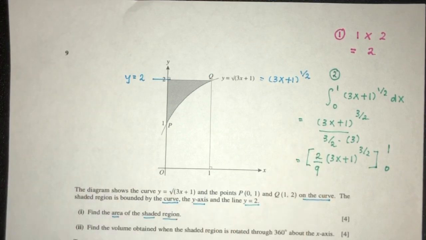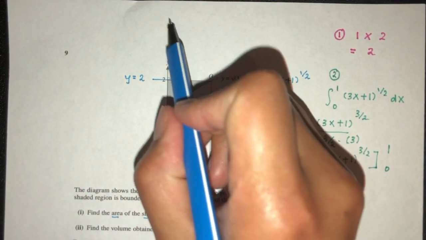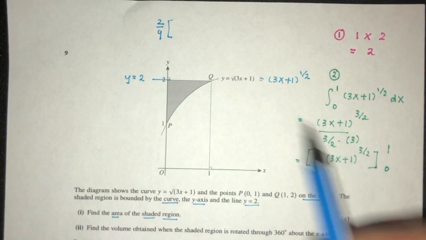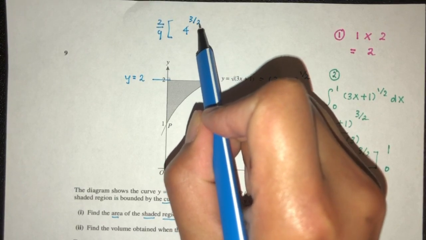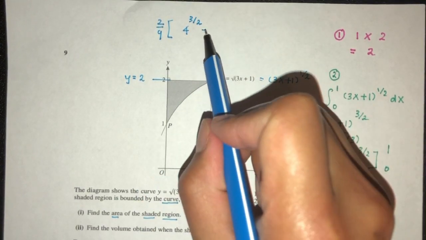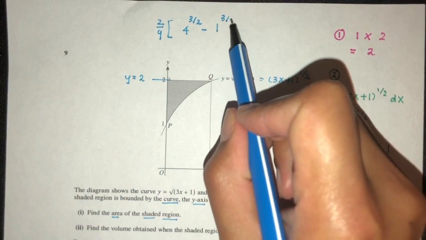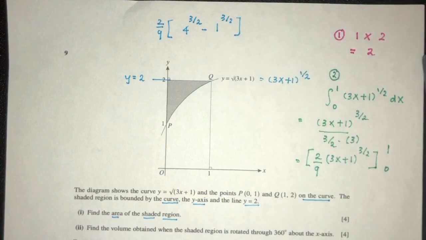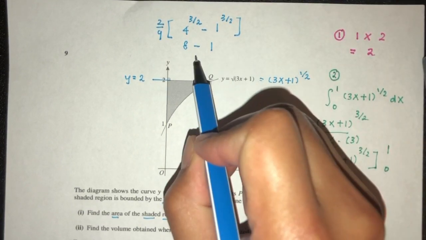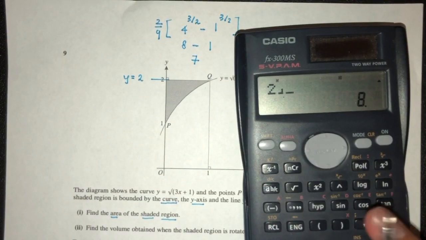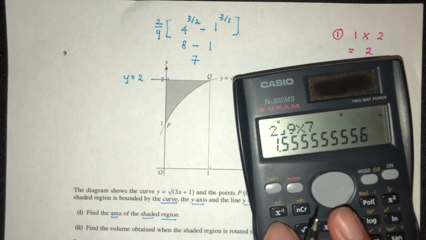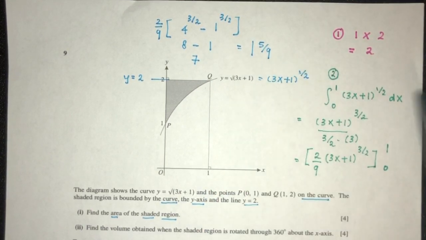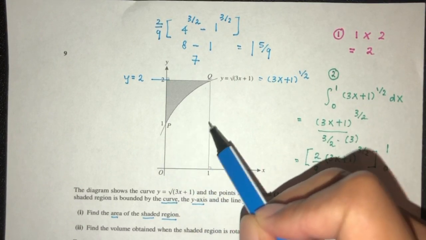Let's continue on top, some space over here. You can see 2 over 9 is only a multiple. We can just take this outside, that will be 2 over 9. On the inside we have, first we put the value of 1, that will be 4 power 3 over 2, and then we put the value of 0, that should be minus 1 power 3 over 2. Let's see what happens. 4 power 3 over 2 is 4 to the 1.5, that should be 8. 8 minus 1, that should be 7. So 2 over 9 times 7, that should be 14 over 9. Now this is the area of this part that we do not need, right?